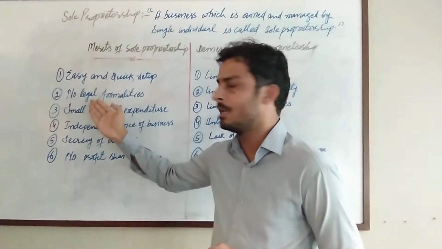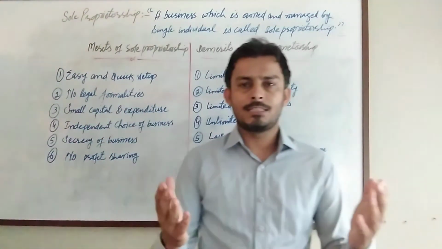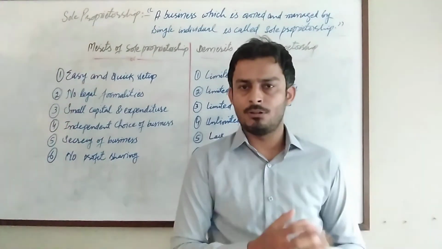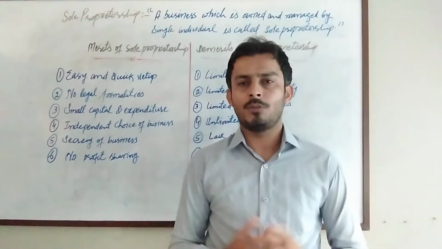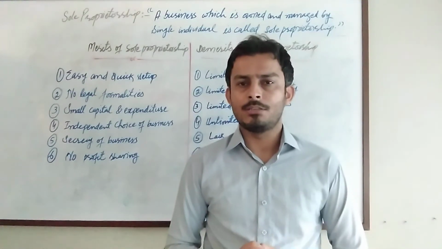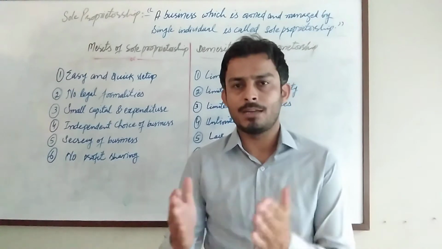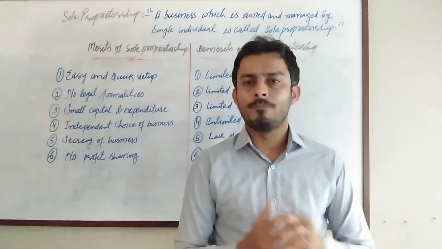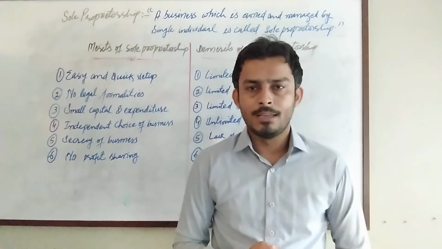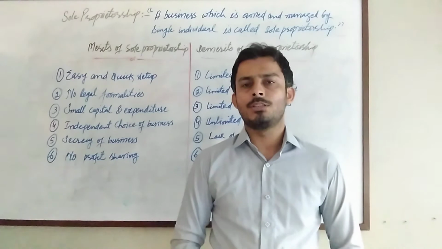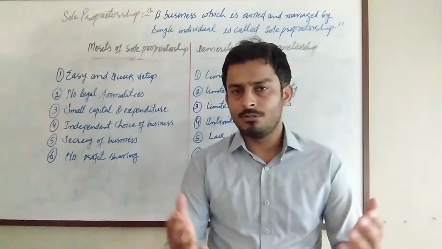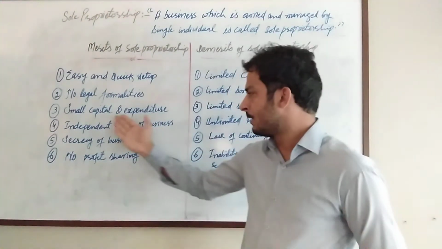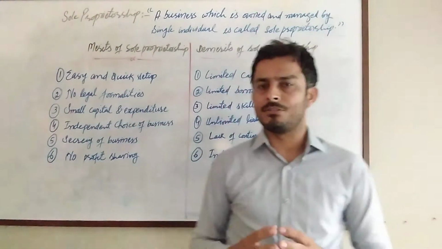The second advantage is no legal formalities. Suppose you are going for the registration of a partnership business, even that is optional and totally lies on the choice of the owner, but you need to follow the Partnership Act 1932. But if you are going for a joint stock company, you'll have to follow the Companies Ordinance 1994. But here, as a sole trader, you need not follow any sort of legal formalities. So it's easy.